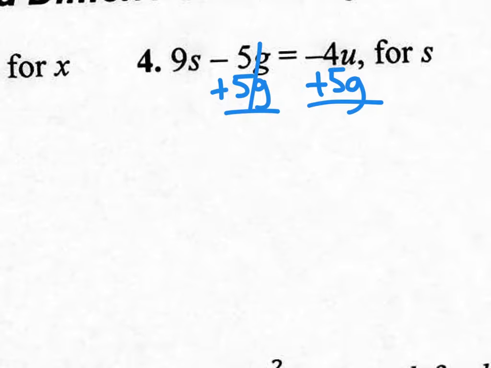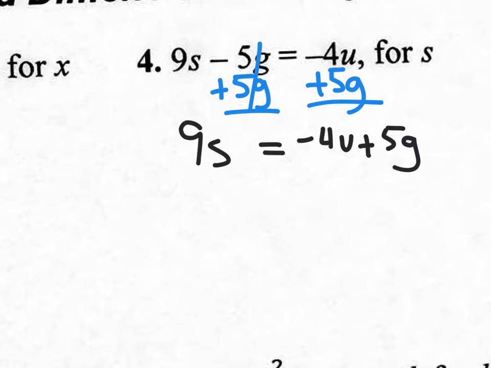So let's rewrite the whole thing. We have 9s left over. We have the equal sign. And this we're just going to simply rewrite as negative 4u plus 5g. What would I do for my final step? Divide by 9. And divide everything by 9.